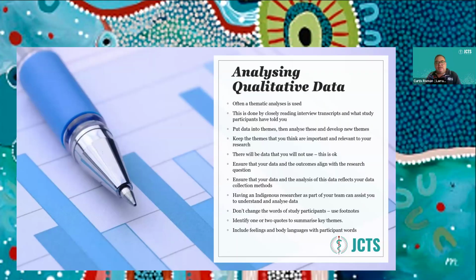And this one is about analysing qualitative data. So the approach that I use and is used often in qualitative research is a thematic analysis. And this is pretty much as I've just explained to you, closely reading the interview transcripts and what study participants have told you, putting that data into themes, then analysing that data to develop new themes.